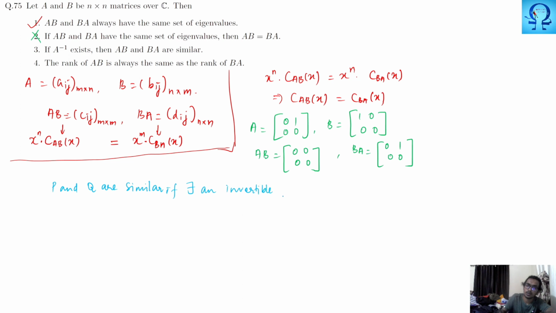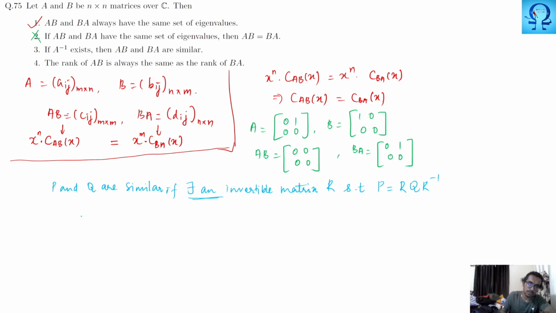invertible matrix R such that P may be written as R Q R inverse. Here, if you look at the definition, there exists an invertible matrix. So what we are trying to say is there must exist at least one invertible matrix such that this expression is valid. We don't need to look for all the invertible matrices. There must exist at least one matrix such that this is holding true.